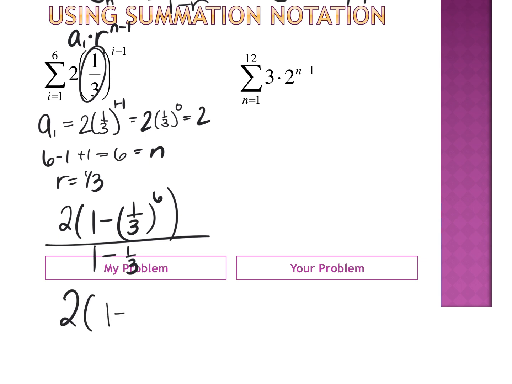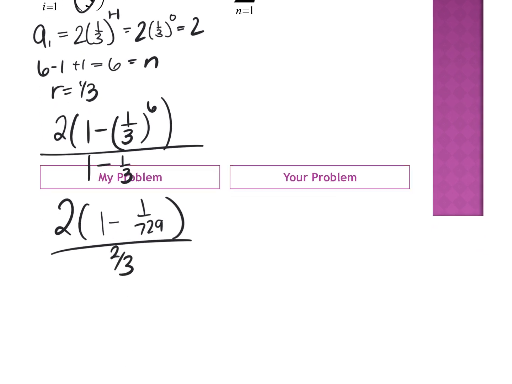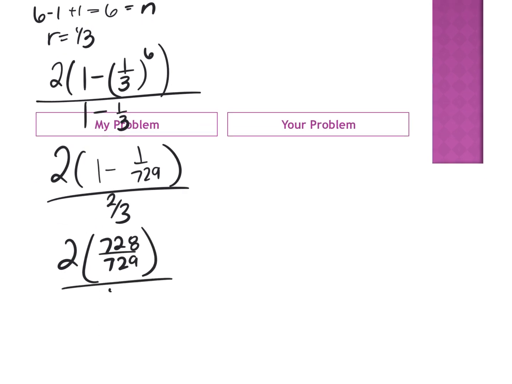That's 2 times 1 minus 1 over 729 over 2/3. 1 minus 1/3 is 2/3. 1 minus 1 over 729 is 728 over 729 divided by 2/3. To divide fractions, we're going to multiply by the reciprocal. So this becomes 2 times 728 over 729. I'm going to leave it as 2 because when I multiply by the reciprocal, 3 over 2, now I can see some of my numbers canceling.